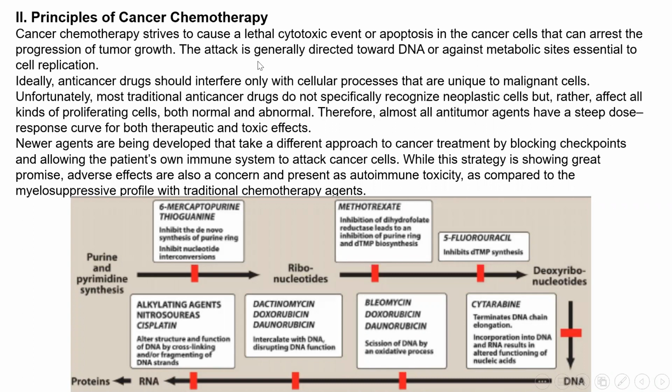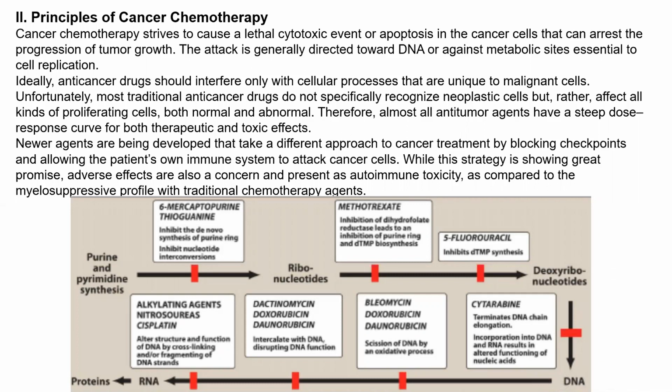The major aim or goal of using chemotherapy is just to cause a lethal cytotoxic effect or induce apoptosis in cancer cells. So our aim is to kill cancer cells either through a direct cytotoxic effect, or by enhancing or activating apoptosis in these cells, so these cells will die.